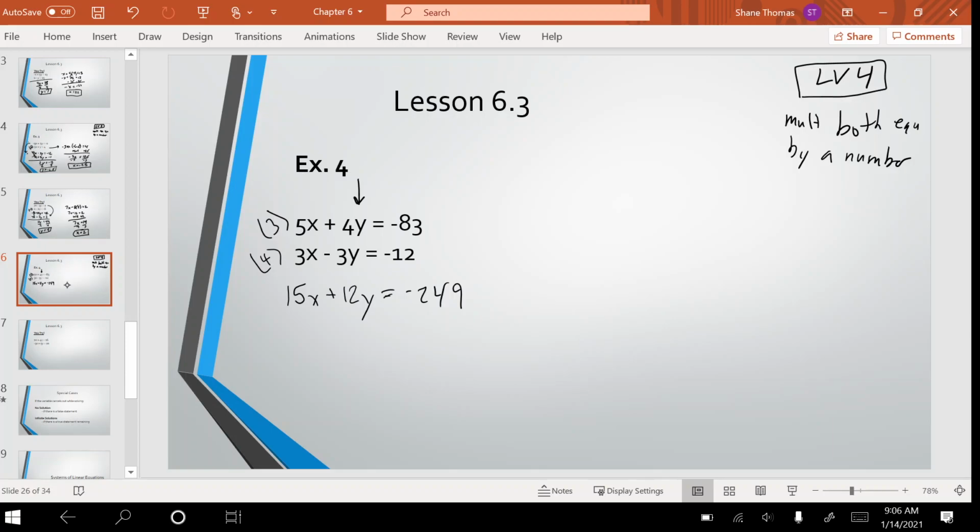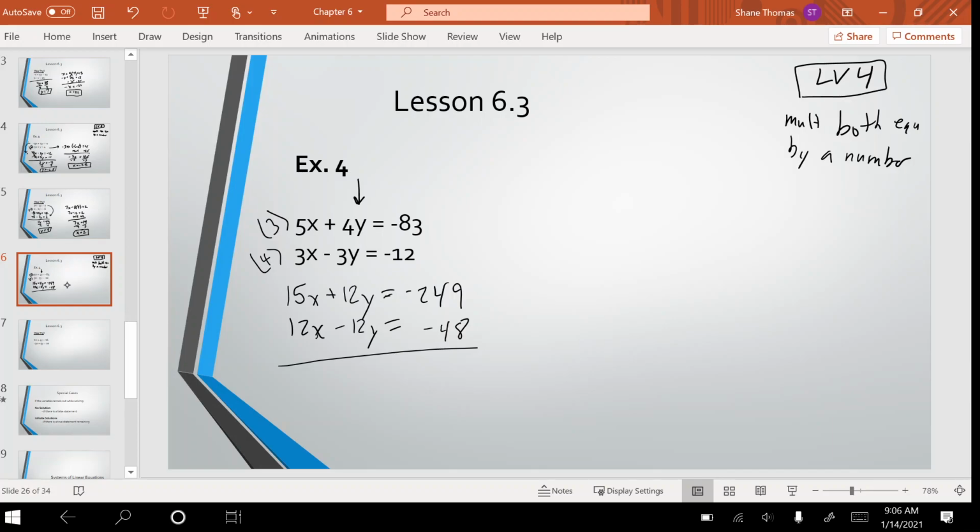All right. Then the second one we multiply by 4. So 4 times 3x is what? 4 times negative 3y? Negative 12y. And 4 times negative 12 is? Negative 48. Now sometimes, look at that right side.